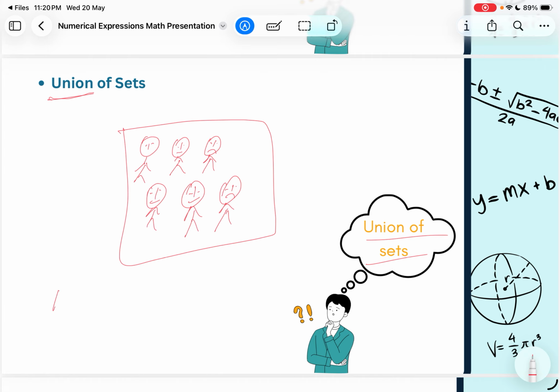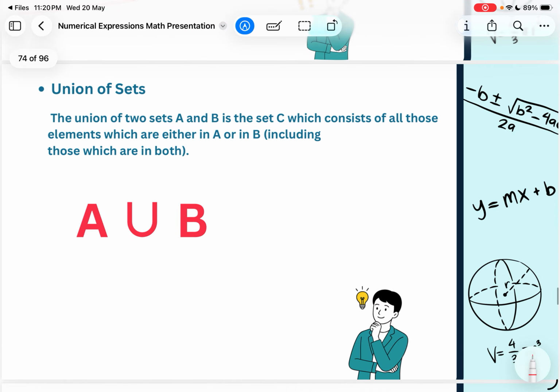We have a union of sets: if we have a set A and a set B and we write U between them, this is called A union B. What does it mean? Let me tell you the definition, then we will see. The union of two sets A and B is a set C which consists of all those elements which are either in A or in B, including those which are in both.